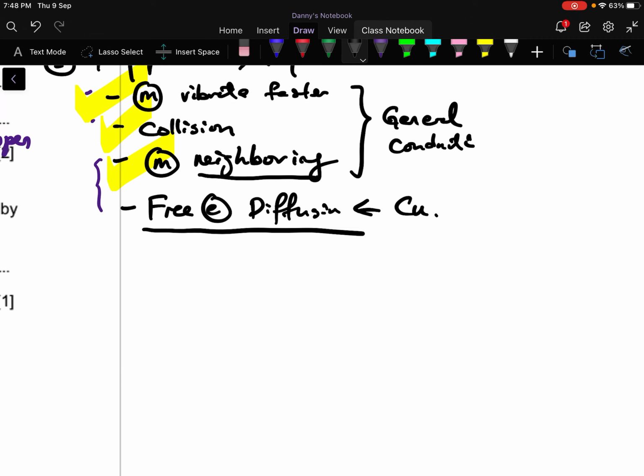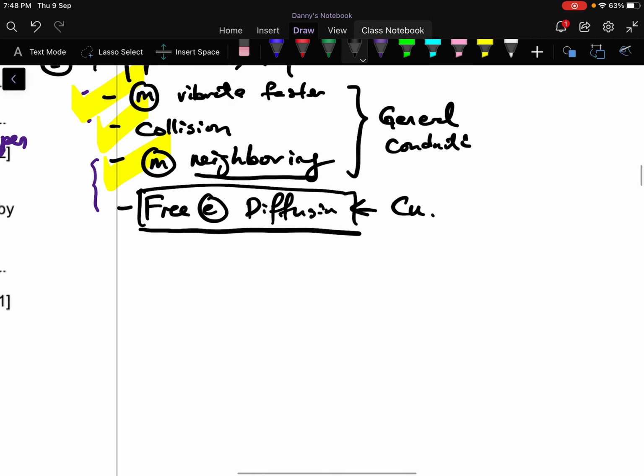Correct or not? For free electron diffusion, I need to highlight the difference that free electron diffusion has with your general conduction, right? General conduction happens what? Neighbor to neighbor, one passes to the one next to it. So I need to highlight this particular difference. I don't want to give a very general description. That does not show my understanding at all. I want to pinpoint, laser focus on the key difference.